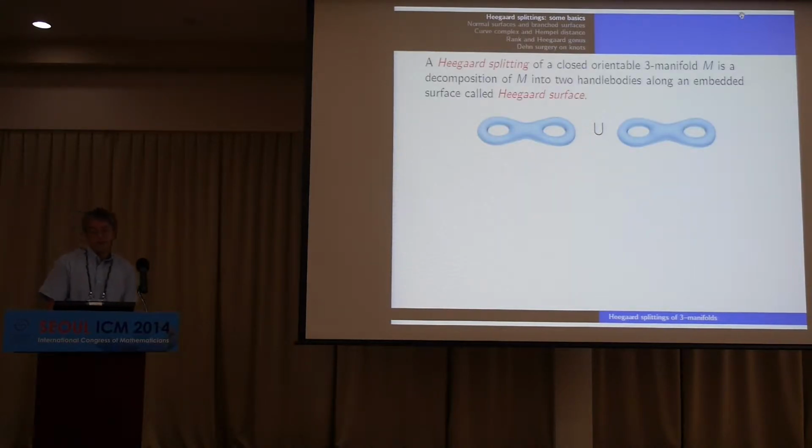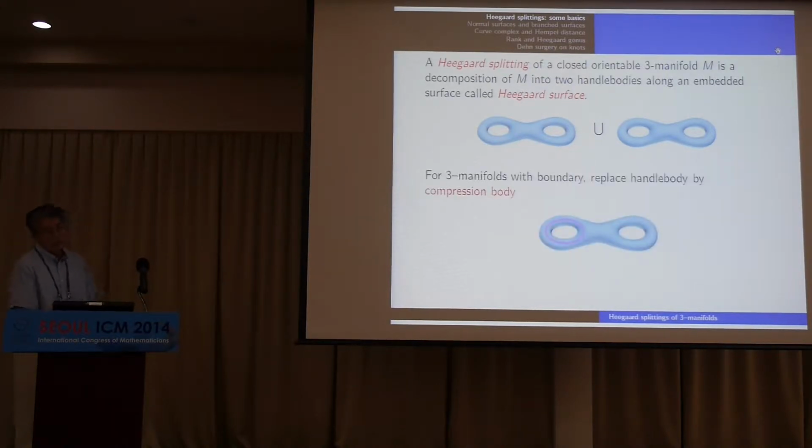What's a Heegaard splitting? A Heegaard splitting is basically a decomposition of your three-manifold into a pair of handle bodies. You have a closed orientable embedded surface in your three-manifold, and on either side of your surface is a handle body. So this definition is for closed three-manifolds, and for manifolds with boundary, you basically use the same definition, just replace handle body with something called a compression body.